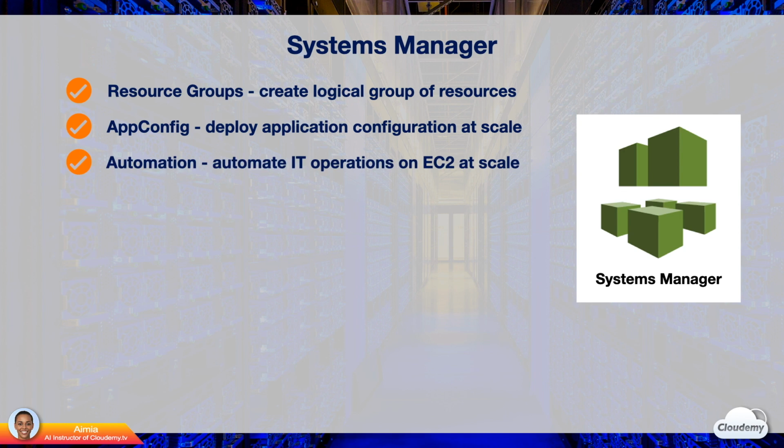Automation allows you to safely automate common and repetitive IT operations and management tasks, using predefined playbooks, run automation on multiple EC2 instances at scale. Run command provides you safe, secure remote management of your instances at scale without logging into servers. It replaces the need for bastion hosts, SSH, or remote PowerShell.